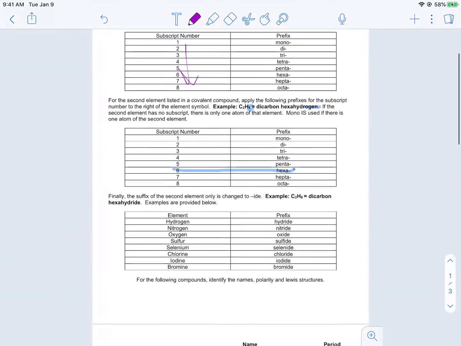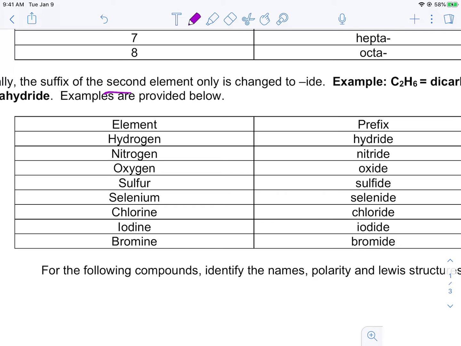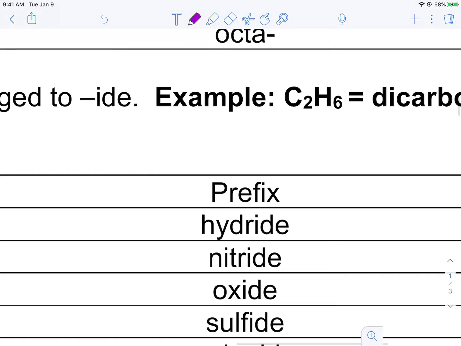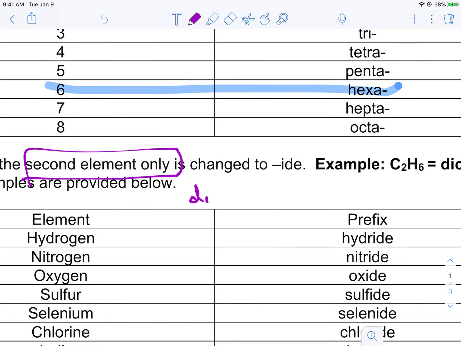Okay. Now, the last step of the name is you change the suffix of the second element only. So if our example is C2H6, that would be dicarbon. We said our prefix for H is going to be hexa, so that would be hexa, and then stop. Hydrogen has a different suffix, okay?